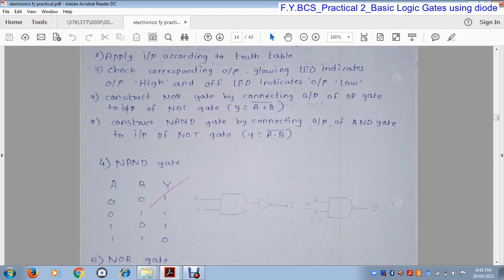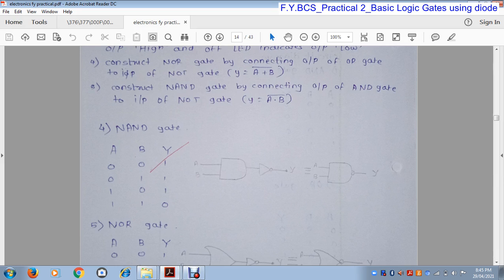Okay. Similarly, the NAND gate and NOR gate. We know that the NAND gate is the inverse of the AND gate. This is the truth table of the NAND gate that we saw in the first practical. This is the AND gate, and the output of the AND gate goes to the NOT gate. So it becomes the NAND gate.